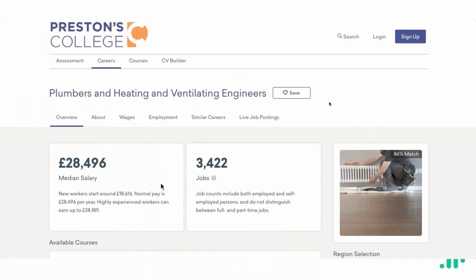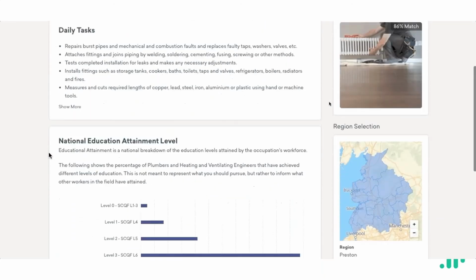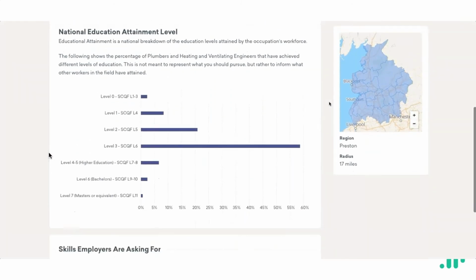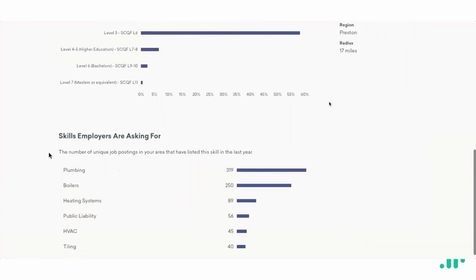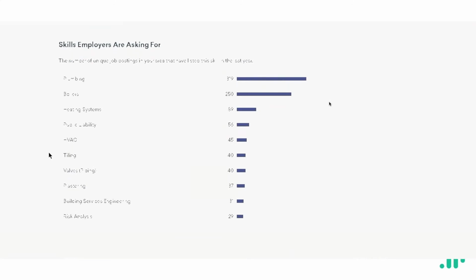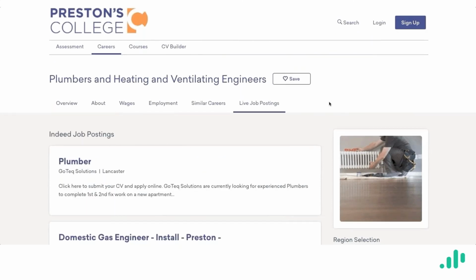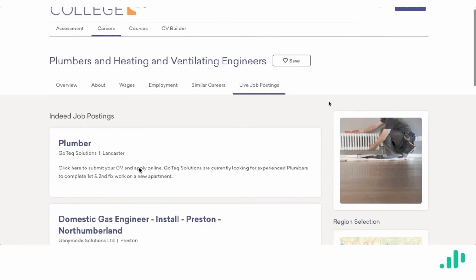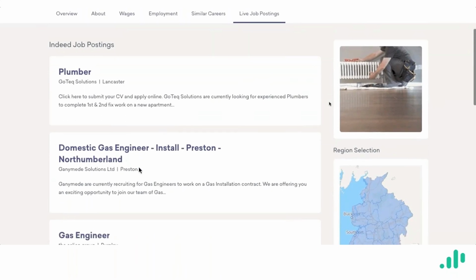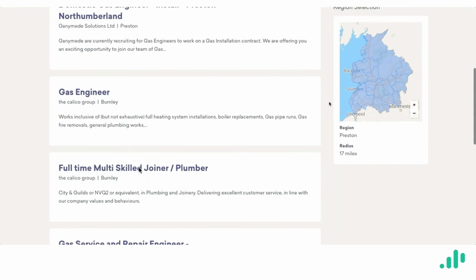What we can do then, though, is start to work our way through different data about plumbing and heating engineers. So the daily tasks they might perform, the educational level they need to work in that setting, and then again, the skills employers are asking for, and signposting those so that we're building those into the different curriculum. And then more importantly, probably for adults looking to get into the workplace right now, we then list out some of the jobs in the market in the local region.